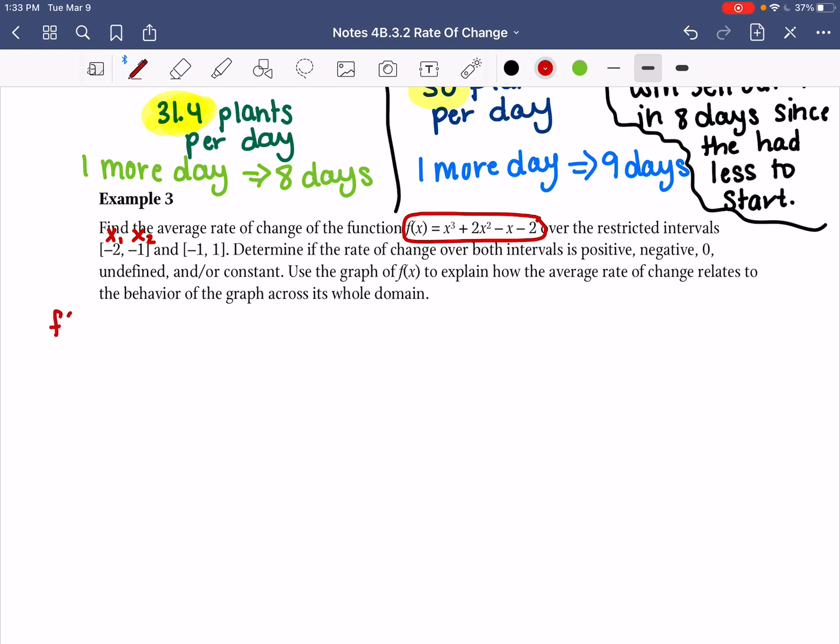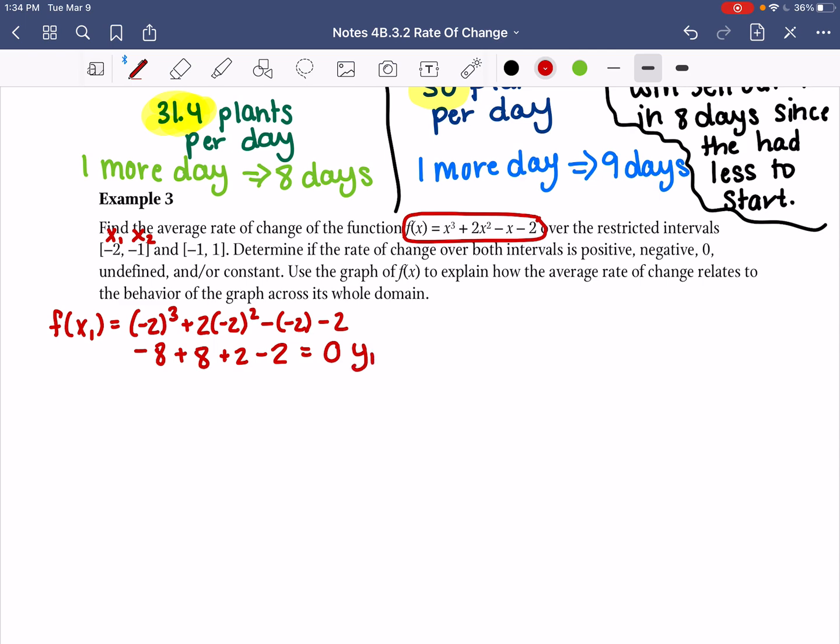So we have f of x1, which means I'm plugging in the number -2. So x cubed right here becomes -2 cubed, plus 2 times -2 squared, minus -2, minus 2. You could plug all this into a calculator, but -2 cubed, -2 times -2 times -2, is -8. Plus 2 times -2 squared. Well, -2 squared is +4, and 4 times 2 is 8. Subtracting a -2 turns into +2, and then -2. So -8, +8, +2, -2, all of this is just going to cancel to be 0.